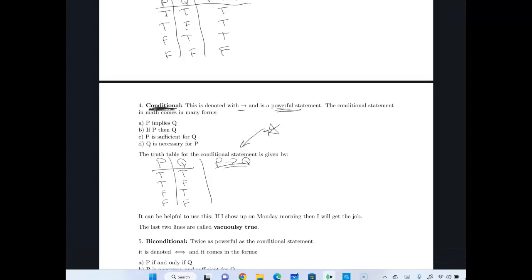Well, I'm going to use the logic, or think of it as, if I show up on Monday, then I get the job. Okay, so this first row here. If I show up on Monday, then I get the job. Yes, that was the agreement. So that's true. If I show up on Monday, so row number 2 here, if I show up on Monday and I don't get the job, no, you broke the agreement. That was the agreement. If I showed up, I was to get the job, so that's false.